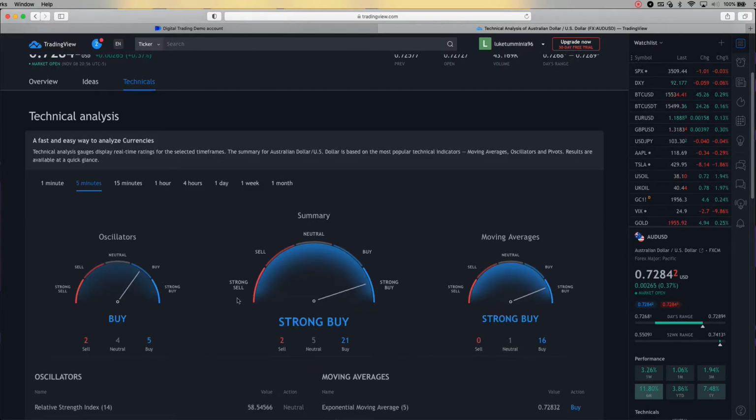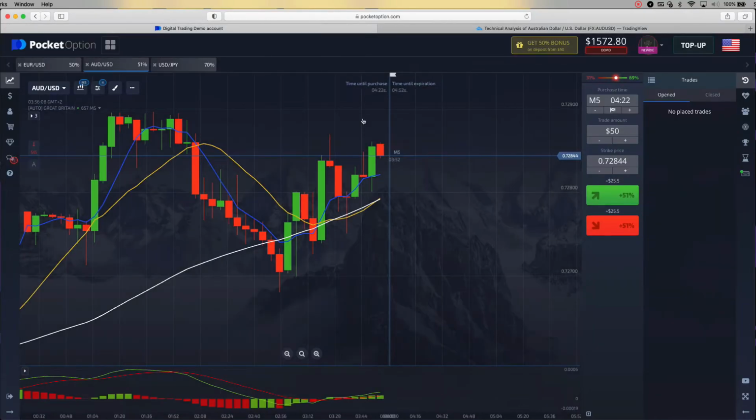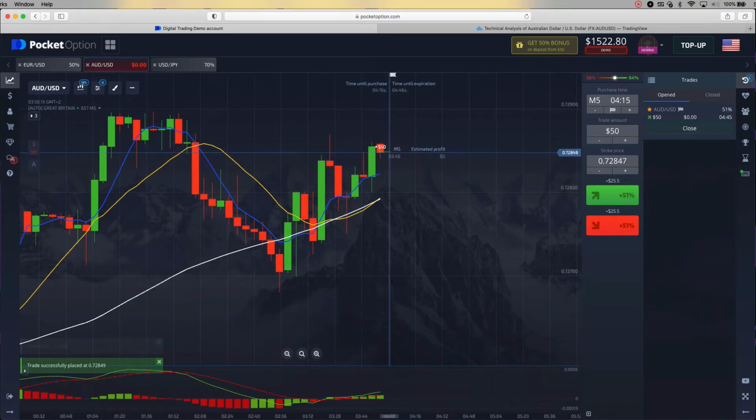And as you see, the oscillator says buy, summary strong buy, and moving averages say strong buy. So all three indicators say a buy. So we'll go ahead and click on buy here. And again, I'm not going based off of 5-minute candles or 5-minute entry time. I'm just going based off of straight the technical analysis. So this is just straightly a testing video using the technical analysis.